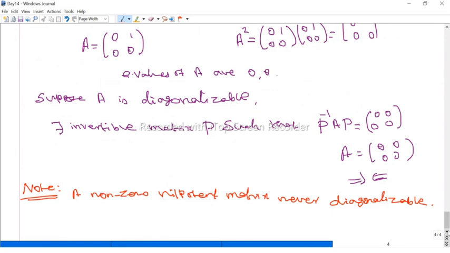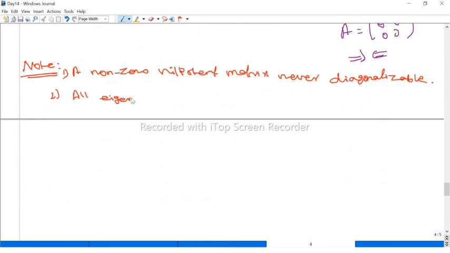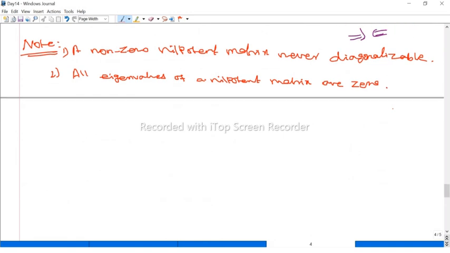Because all the eigenvalues of a nilpotent matrix are 0. That is also one important note you should always remember. So the second one is: all eigenvalues of a nilpotent matrix are 0. 0 is the only eigenvalue for a nilpotent matrix.